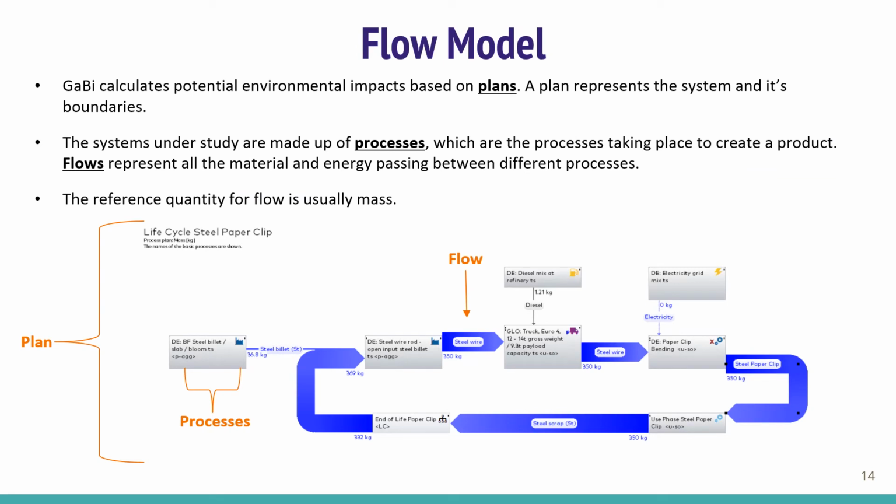So now we're going to view Gabi's flow model example. Gabi calculates potential environmental impacts based on plans. A plan represents a system and its boundaries. So at the bottom, you can see that the entire flow chart is the plan. The systems under study are made up of processes, i.e. the gray boxes, which are the processes taking place to create a product. The flows, the blue arrows, represent all the material and energy passing between different processes. And the reference quantity usually used for flow is mass.